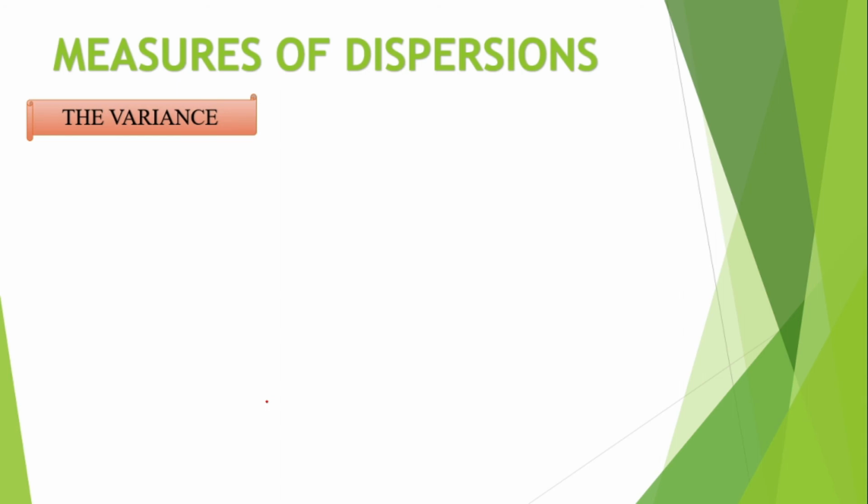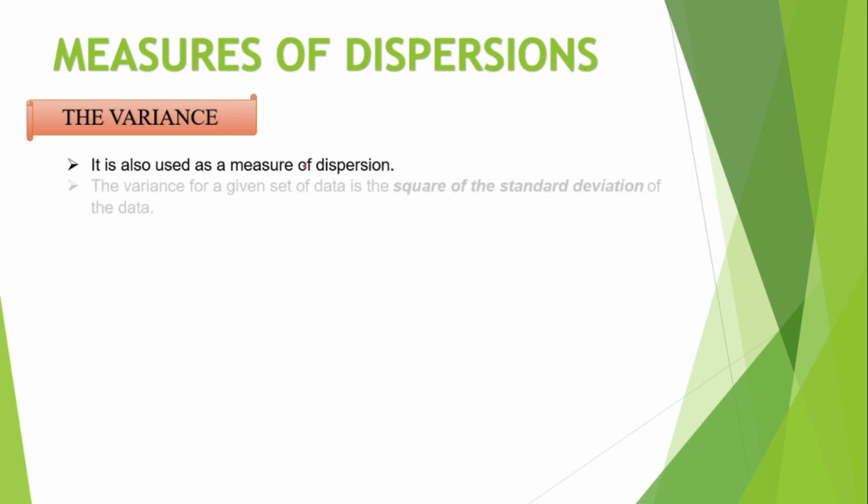Okay, and the last example of a measure of dispersion is the variance. So, what do we mean by variance? The variance is just the square of the standard deviation. That is the only thing we need to remember. Just simply the square of the standard deviation. So it is also used as a measure of dispersion. The variance of the given set of data is just the square of the standard deviation.